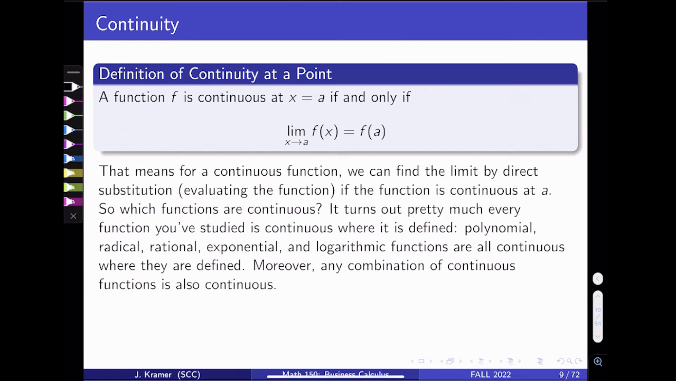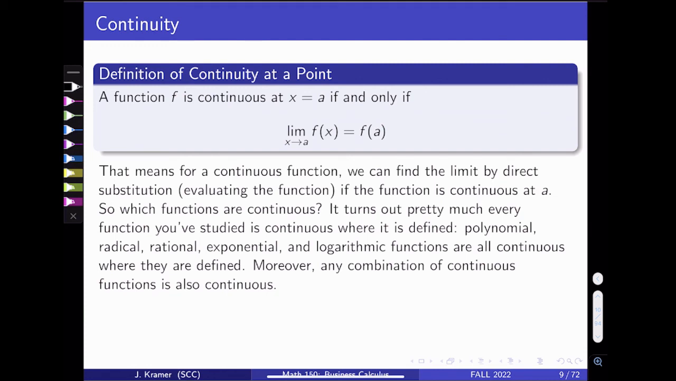If you remember, at the beginning of this video we had that the limit existed even if the point was open. For continuity, the limit has to be the same from the left and from the right, and it has to be defined at that specific point. So it has to be a closed point. That means for a continuous function, we can find the limit by direct substitution, that's evaluating the function, if the function is continuous at a.